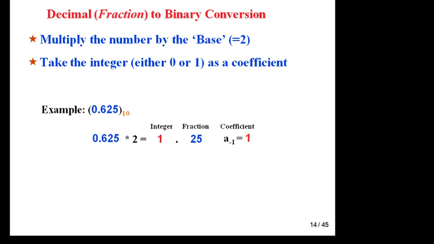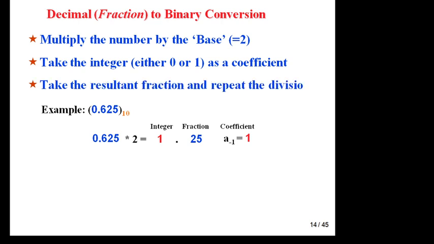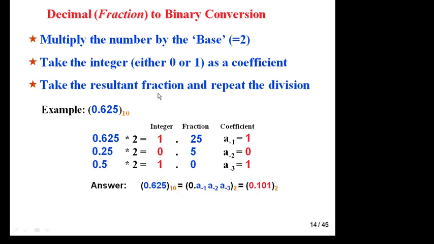Take the integer, either 0 or 1, as a coefficient, take the resultant fraction and repeat the multiplication. Now you have to repeat this process until this is 0 or any above step is repeated. 0.625. Now in this order 1 0 1, first 1, then 0, then 1, because you are doing it for the fractional part, so by default you will take the dot. Okay, in the same way you can do it for other number systems.